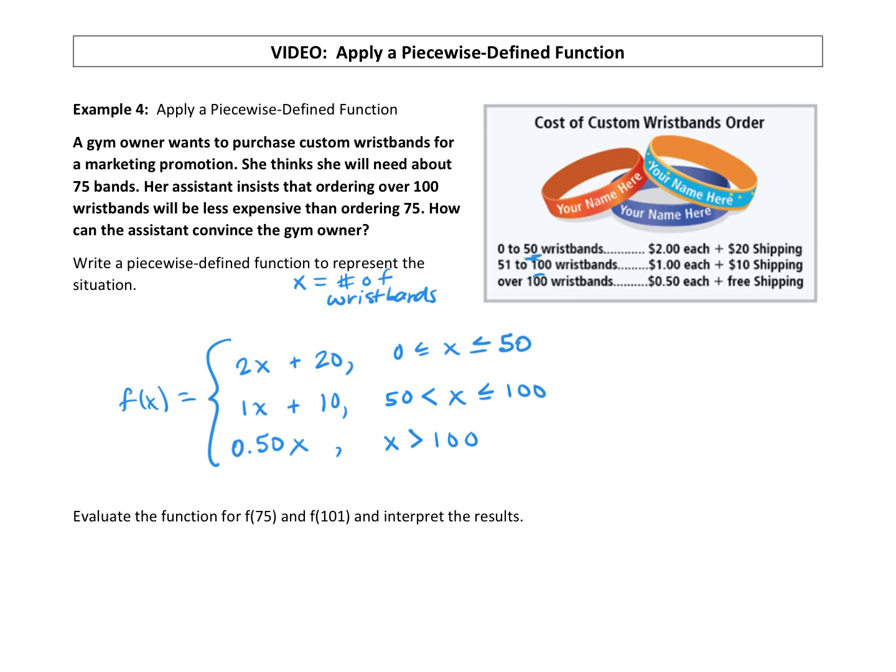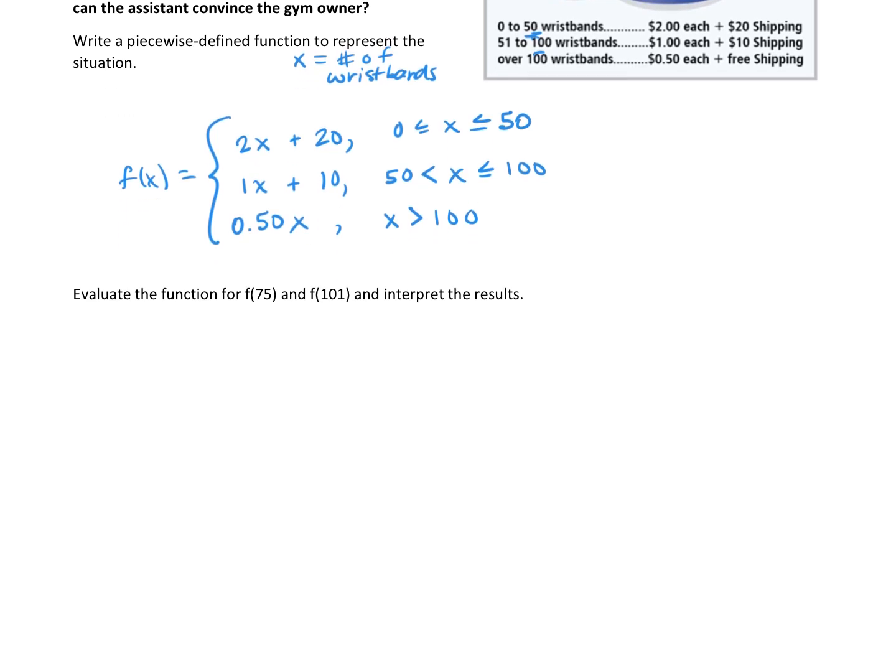All right, so the assistant is trying to show that it's going to be less expensive to order more of these wristbands. So why don't we actually do the math and show what the pricing will be? This is what the assistant can bring to the owner and say, look, here's what you got to do. And then the owner is going to be so impressed that the assistant learned this in their algebra class.